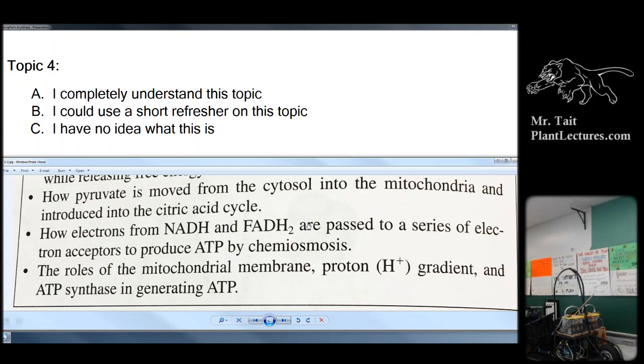Well, in the mitochondria, you have a really high concentration of pyruvate versus the cytosol. So how do you move something from a low concentration into a high concentration? You have to use active transport. So this is going to require active transport, and specifically this active transport is going to use ATP.